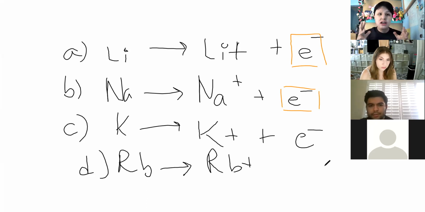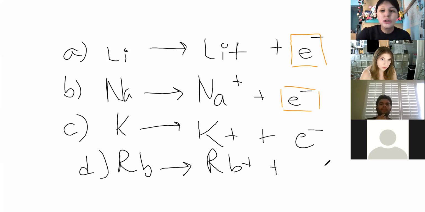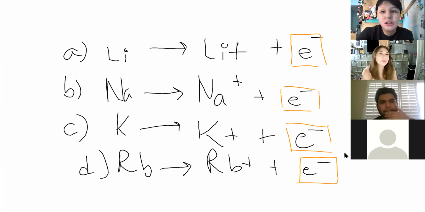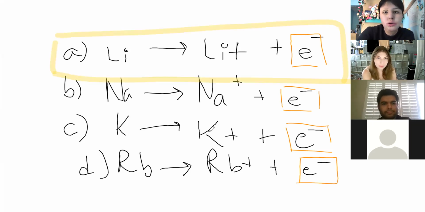As atoms increase in atomic radius, the energy needed to ionize the element will decrease. Which one of these is going to need the most energy? Which one's going to be the most endothermic? Lithium, because it's smaller. The smallest one is going to need the most energy to remove its electron. All right.